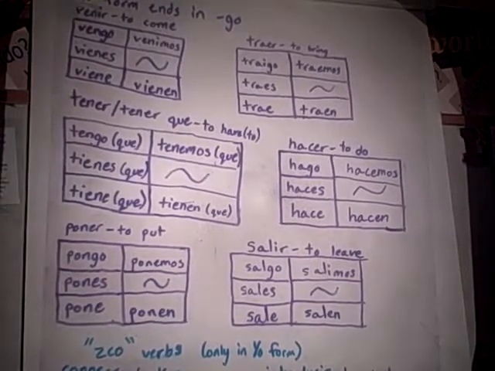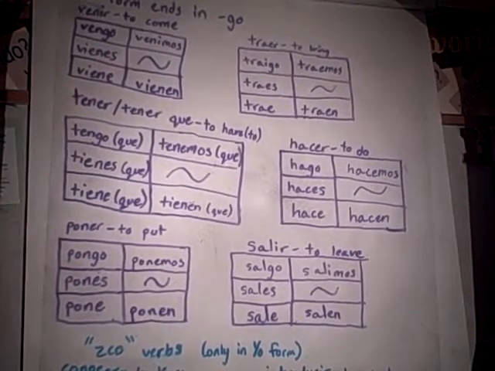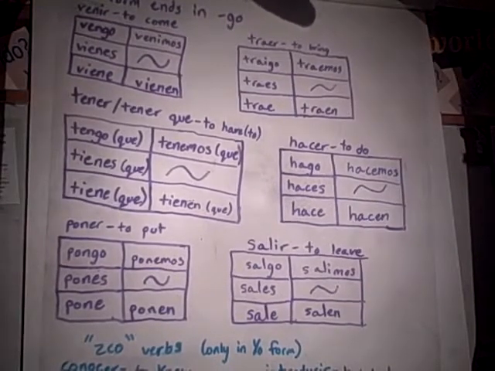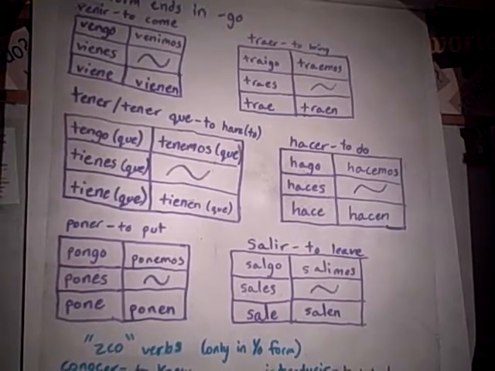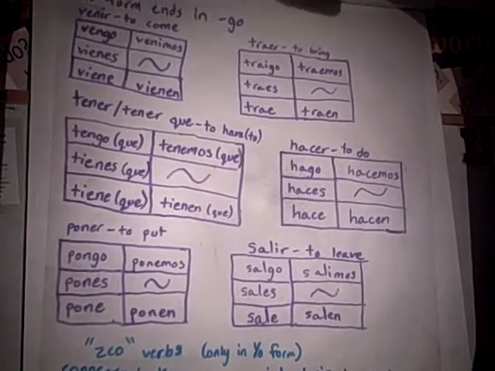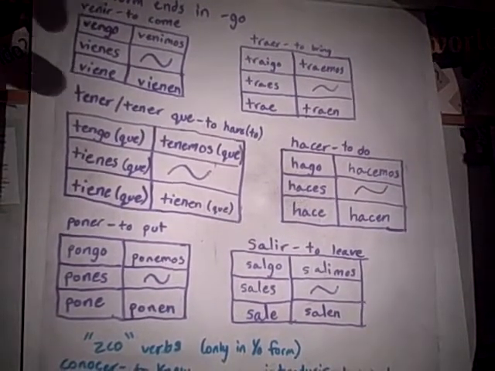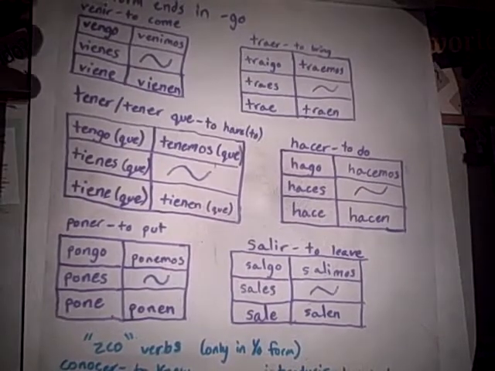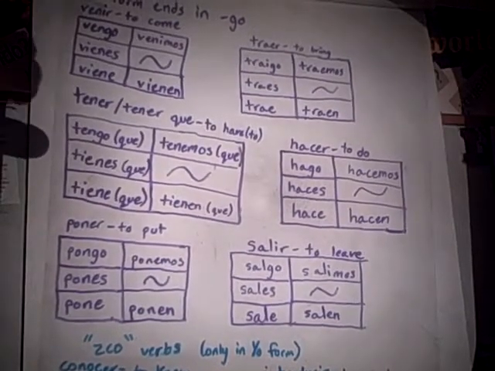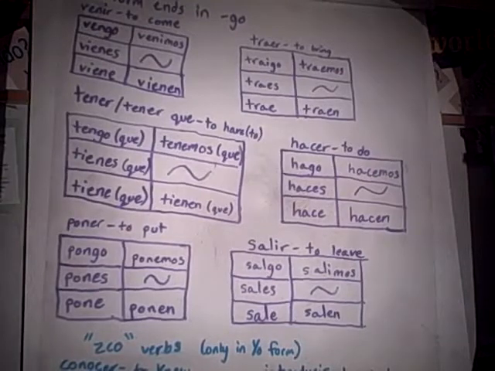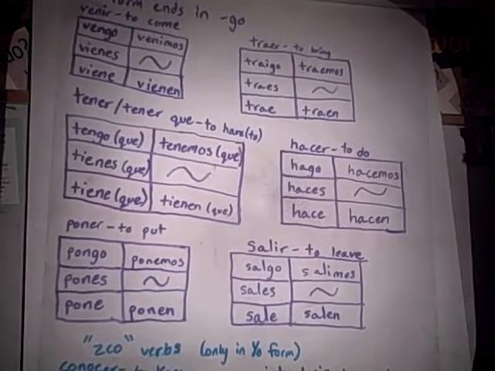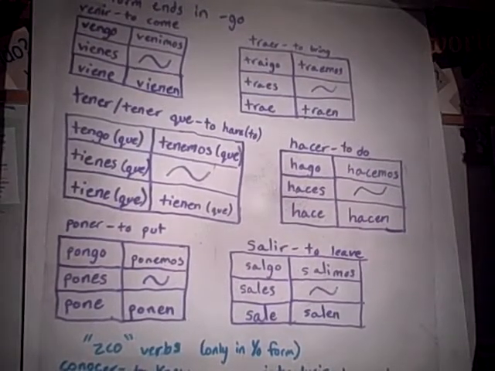And then in traer, this one's kind of different though, because the e changes to an i, and then you add -go. Then hacer changes to hago in the yo form. Tener and tener que change to tengo. And then decir changes to digo. Then poner changes to pongo, and salir changes to salgo.